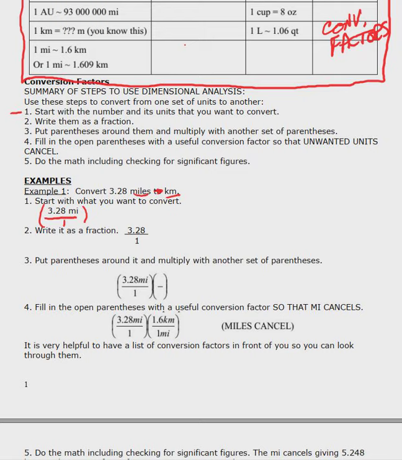But then you set up another set of parentheses. So we've written it as a fraction. We put parentheses around them. And we set up another set of parentheses. That's where our conversion factor is.